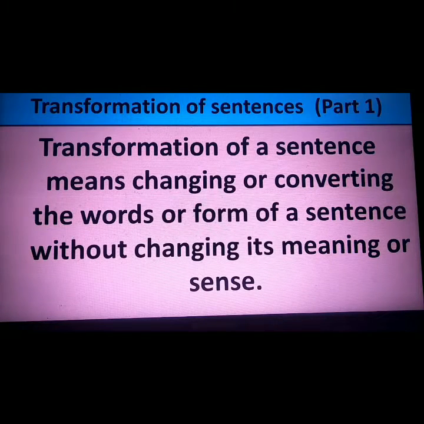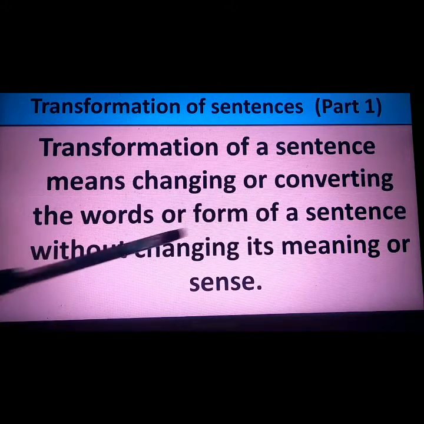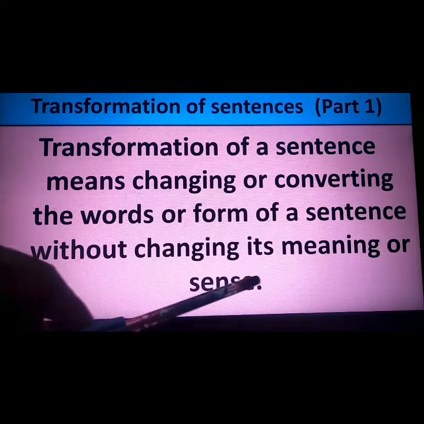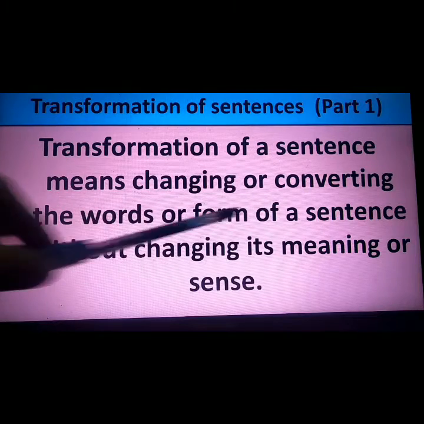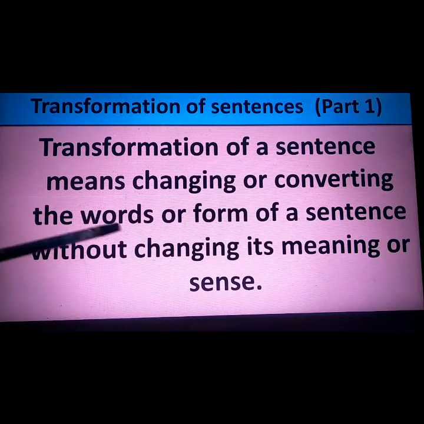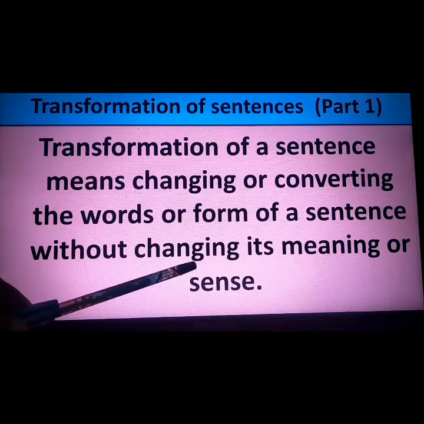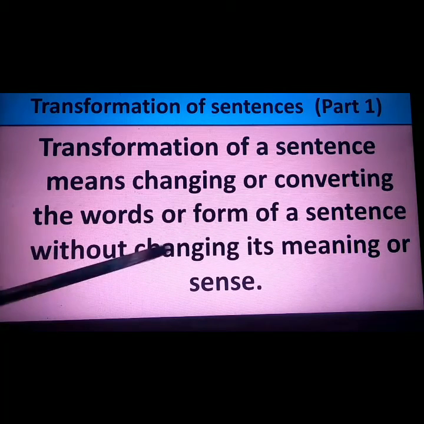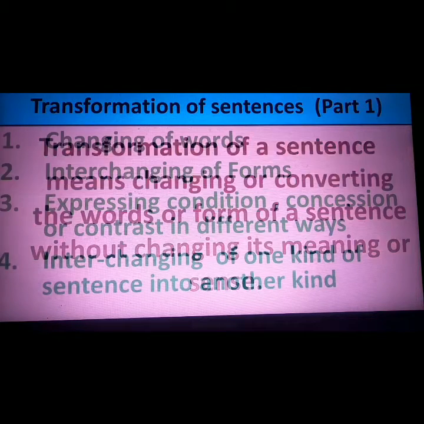My dear students, transformation of a sentence means changing or converting the words or form of a sentence without changing its meaning or sense. Form of the sentence is changed or the words in the sentence are changed without changing the meaning. The meaning of the sentence remains the same, but form is changed or words used in the sentence are changed. That is what transformation of sentence is all about.